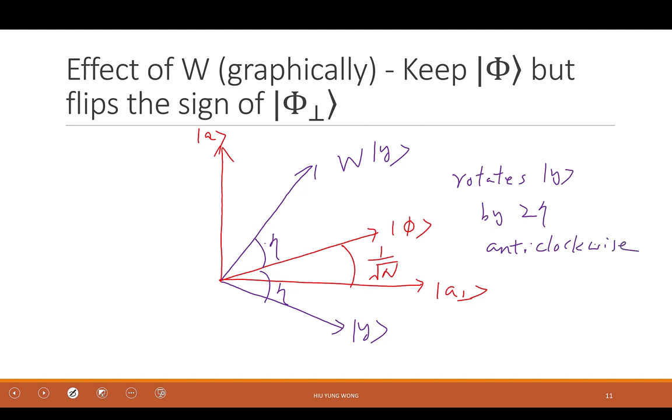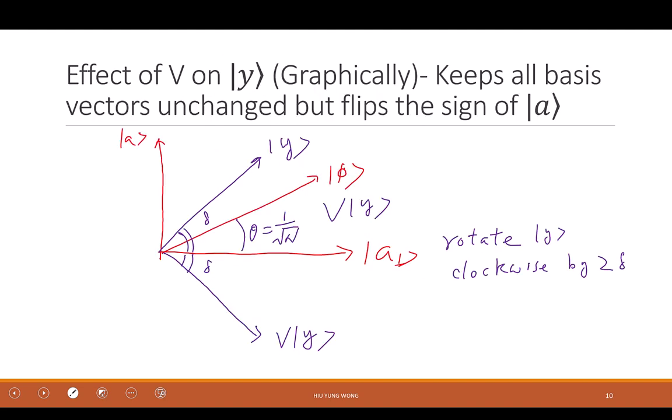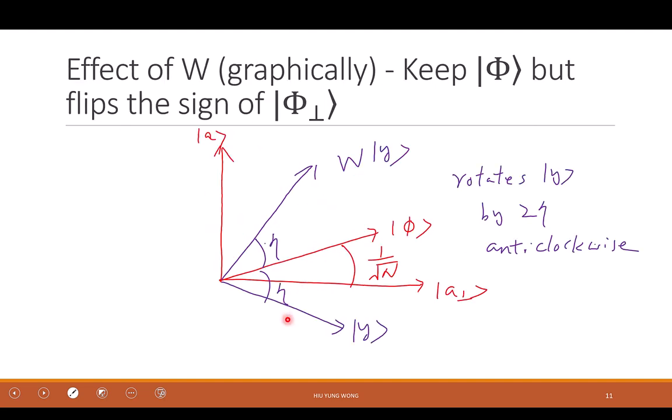Okay, so with all this, we can really try to find out how much time it takes to find the solution. So again, what do we do in this Grover's algorithm? We have three vectors: A, A perpendicular, and psi. We all know their properties, and A is what we're looking for. We have two operations. One operation is V, which rotates any vector by delta, where delta is the angle between that vector and A perpendicular. The other operation, W, rotates anti-clockwise by two eta, where eta is the angle between the psi and the y, okay?